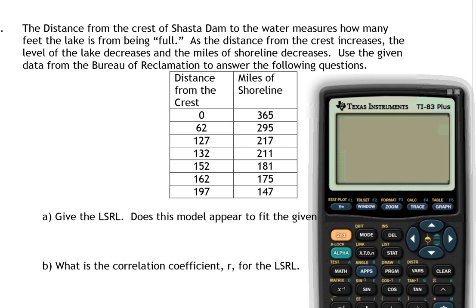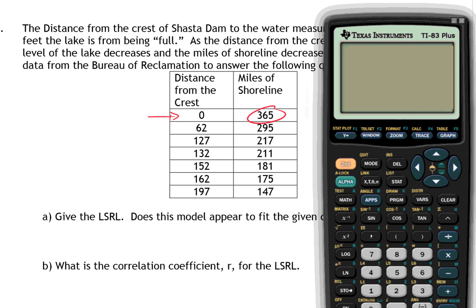So if the distance from the crest was 0, this is a full Shasta Lake, right? You've got 365 miles of shoreline. If the distance from the crest is 197, you're way down at 147. I thought that was a really small Shasta Lake, and there was a really big shoreline. Yeah, no, that's miles around it.